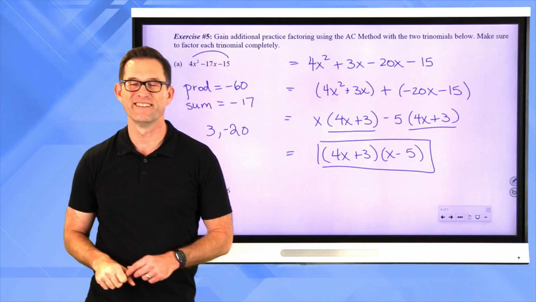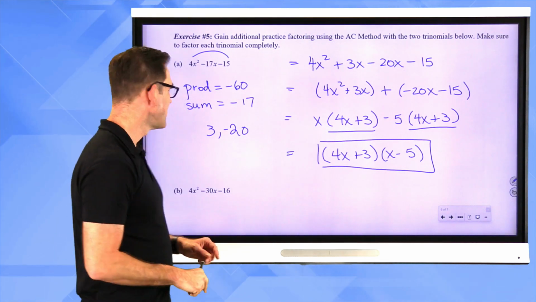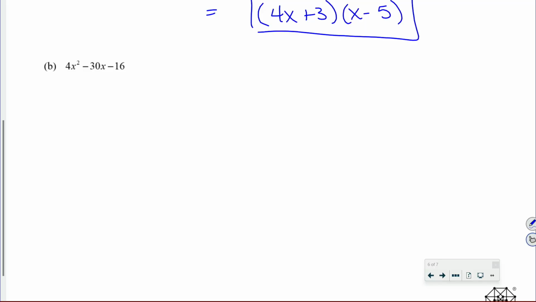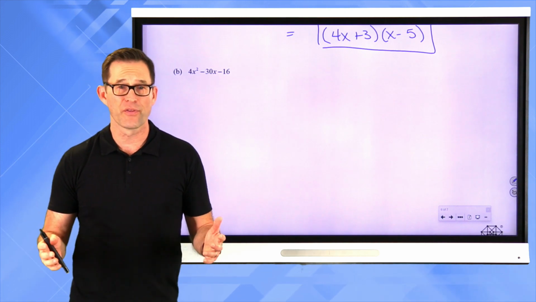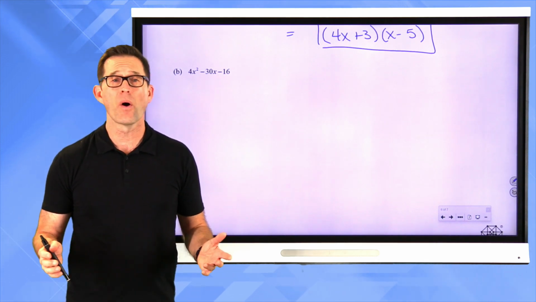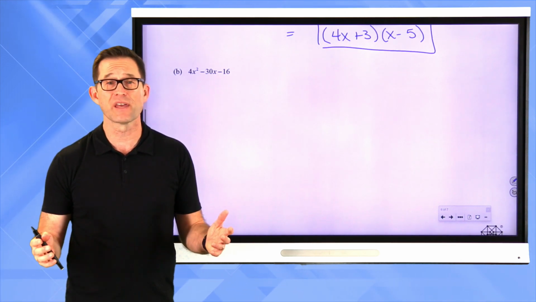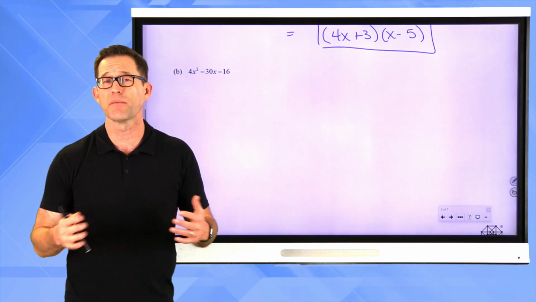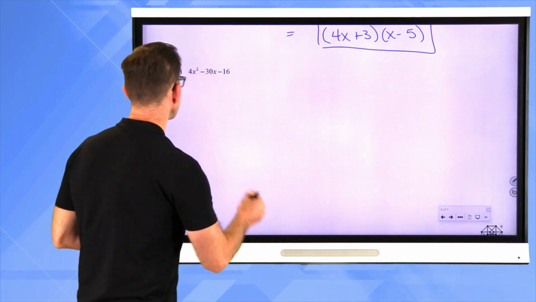All right, excellent. Let's take a look at letter B. 4x squared minus 30x minus 16. Now in this one, I look at the 4, I look at the 30, I look at the 16. They're all even, so at worst case scenario, I can at least pull a 2 out, and that's actually the best I can do here. I can't pull a 4 out, but I can factor a 2 out.